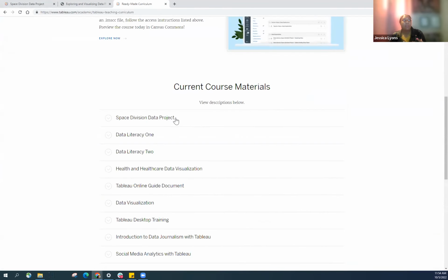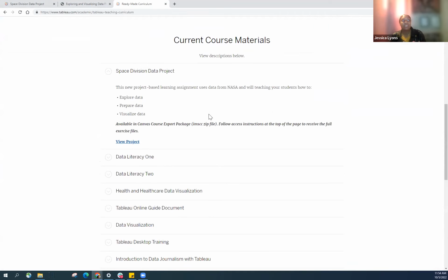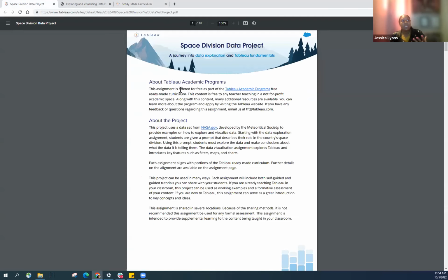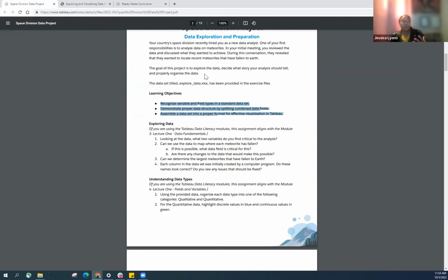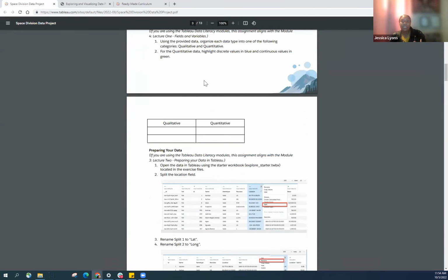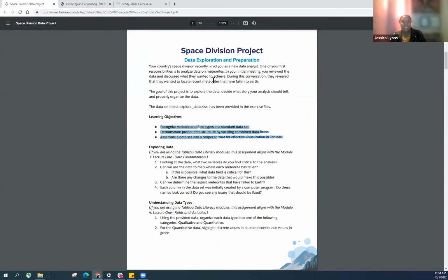We do have about 10 modules. What we'll be talking about today is our new NASA program. We have our Space Division Data Project, and this is what it looks like. This is just a one-sheet paper about it. It's a great introduction to data skills in Tableau.